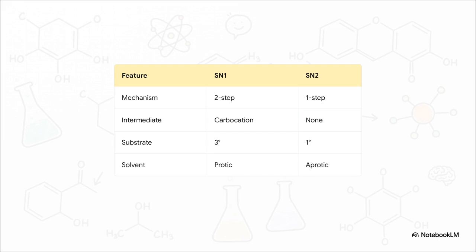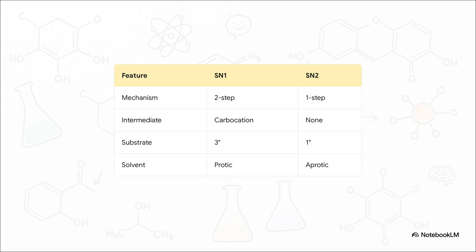This is the ultimate showdown between SN1 and SN2 nucleophilic substitution. SN1 stands for substitution nucleophilic unimolecular. It's a clunky two-step process that forms our good friend the carbocation intermediate, and it strongly favors tertiary substrates in polar protic solvents, like water. Conversely, SN2 is bimolecular. It's a lightning-fast, single-step reaction with zero intermediates. It favors primary substrates because the nucleophile actually needs physical room to attack, and it works best in polar aprotic solvents, like acetone.